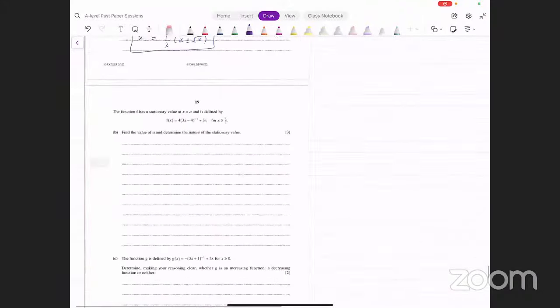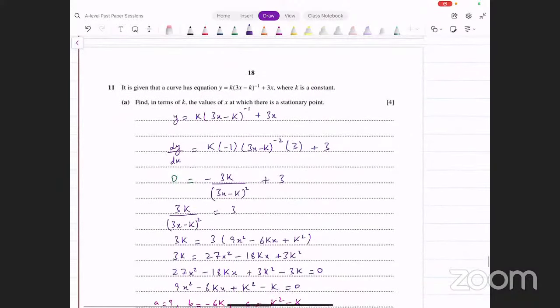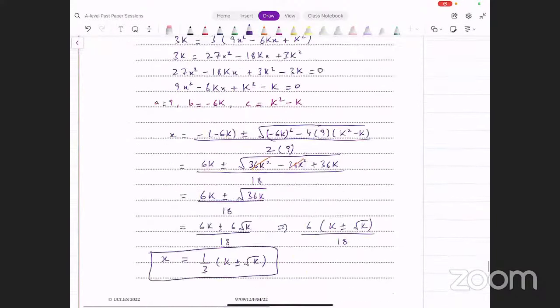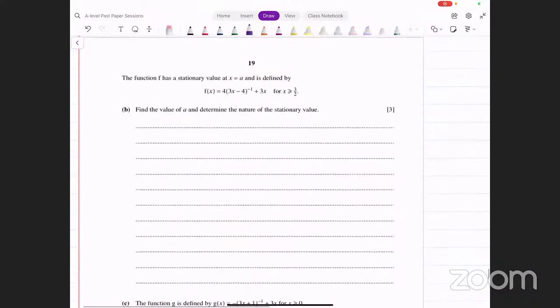Let's move on to the next one. Now it says the function f has a stationary value at x equals a, and it's defined like this. F of x equals 4 into this thing for x greater than or equal to 3 over 2. Find the value of a and determine the nature of the stationary point. Now, what was in the previous part? There was no function above. Now this is the function. What's the relationship between the two? If you compare the two, in the function above, k has simply been replaced by 4.